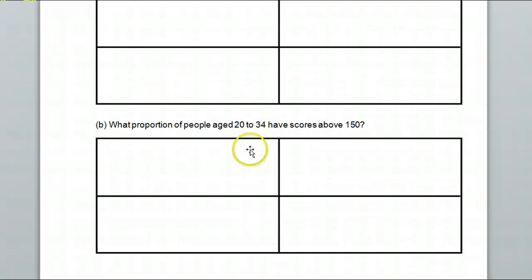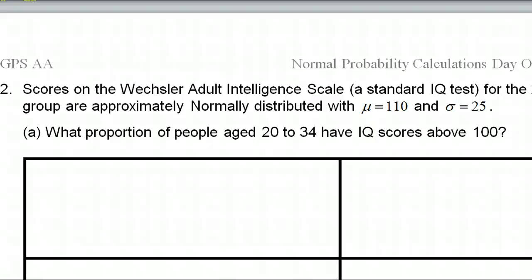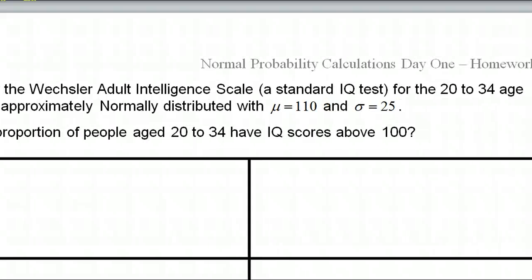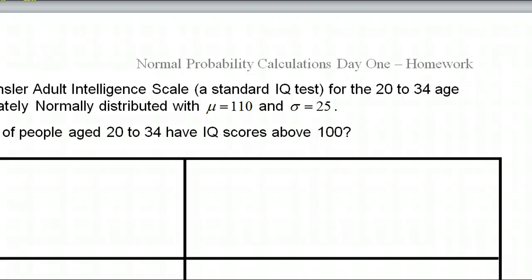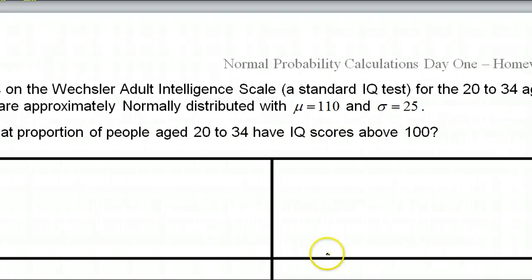We just got 3 more of these things. I'm going to do them as fast as I can. Okay, we're dealing with scores on an intelligence scale for a certain age group. Approximately normal, we got your mean and our standard deviation.